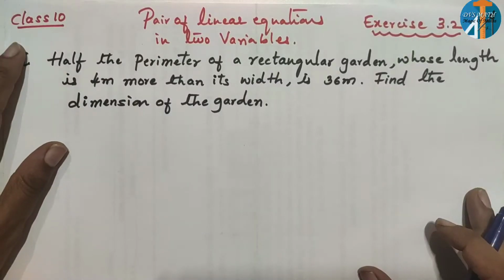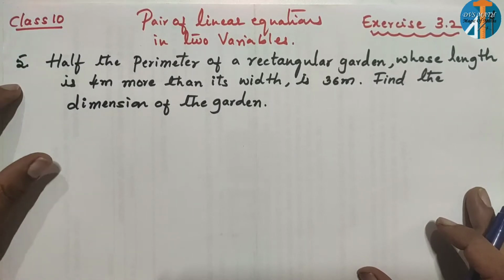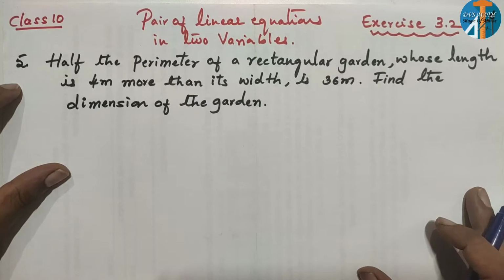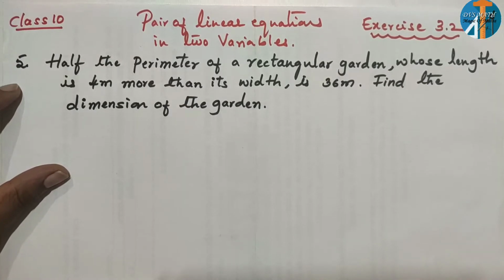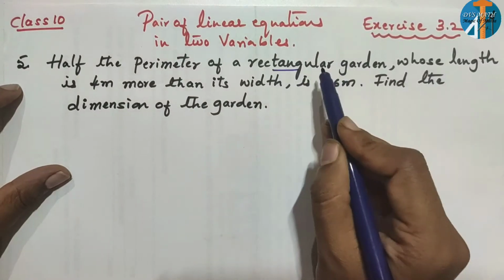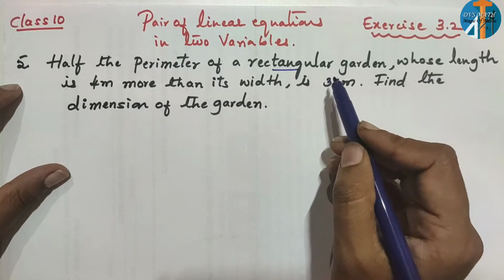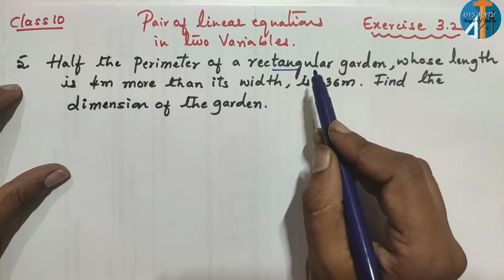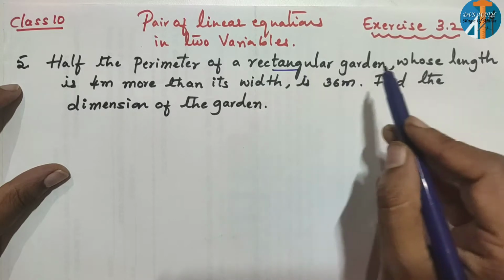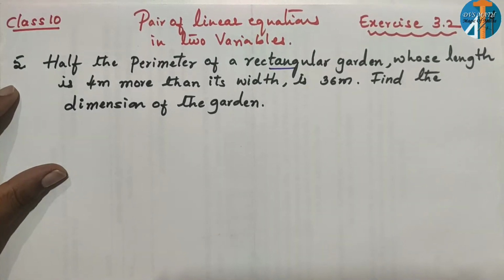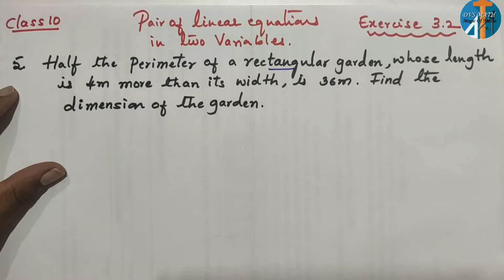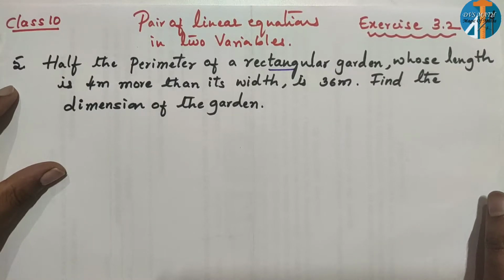So today continuing class 10th pair of linear equations in two variables, exercise 3.2, question number 5. Okay, this is a verbal type question. Listen carefully. Half the perimeter of a rectangular garden, observe which is the shape given here, a rectangular garden whose length is 4 meter more than its width is 36 meter. Find the dimensions of the garden.